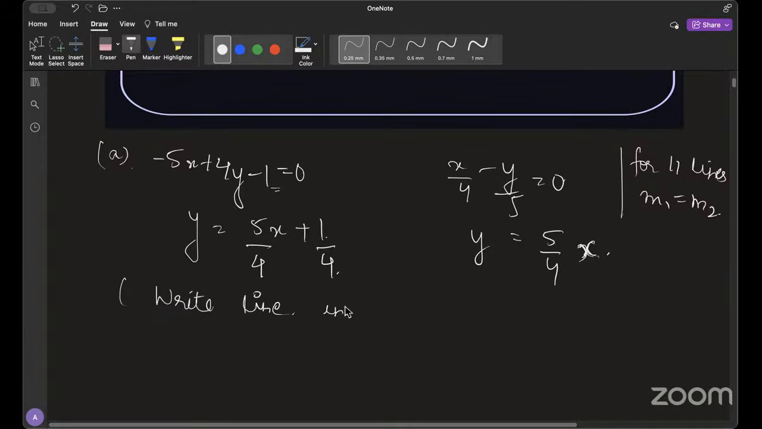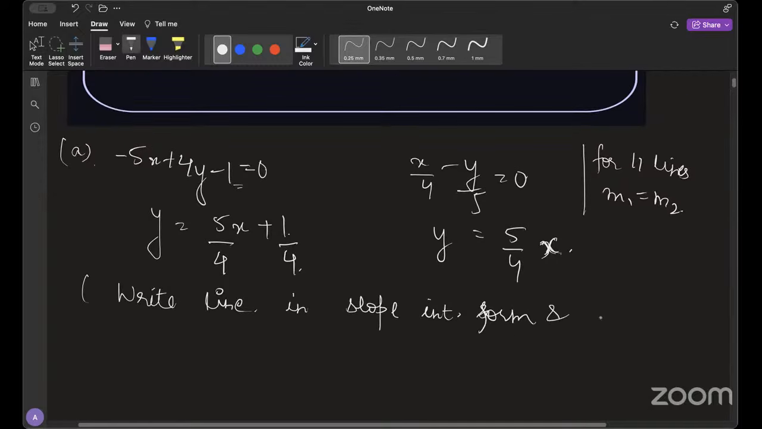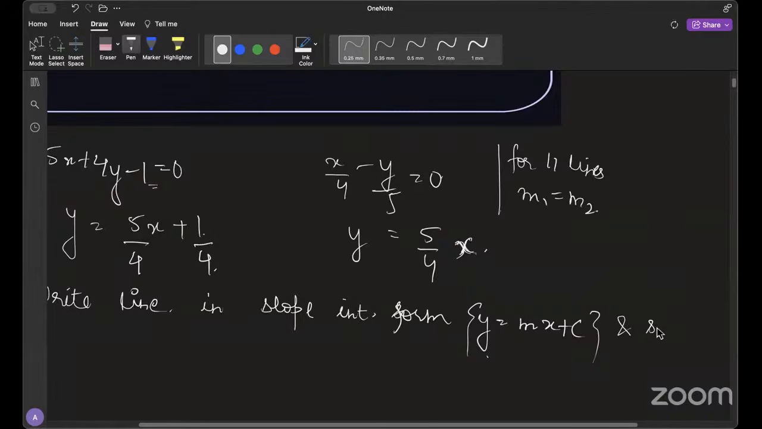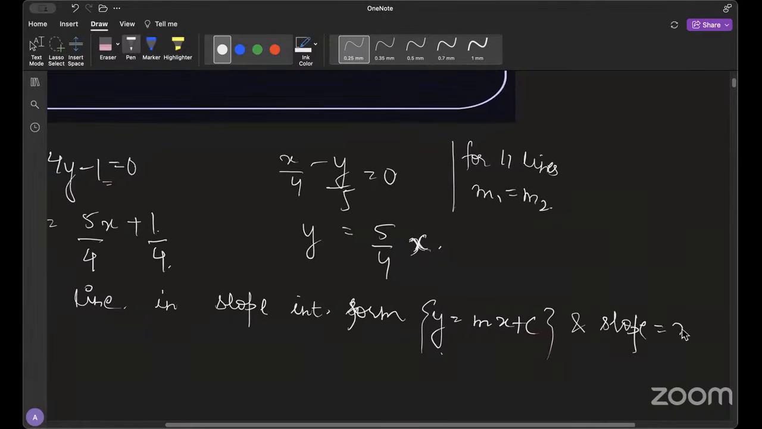A line in slope intercept form is y equals mx plus c. In this form, the slope is the coefficient of x, right? So it is m, this m, the coefficient of x.